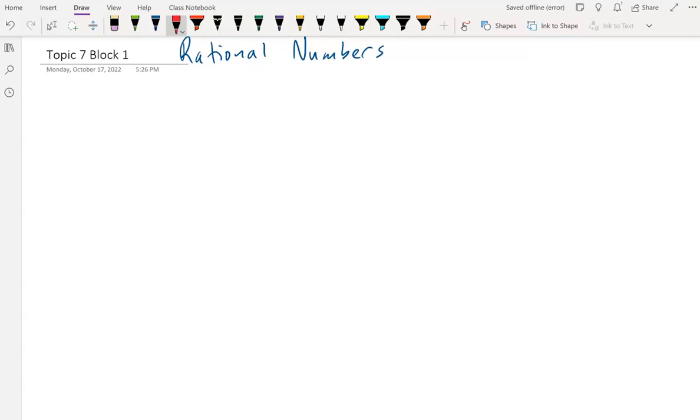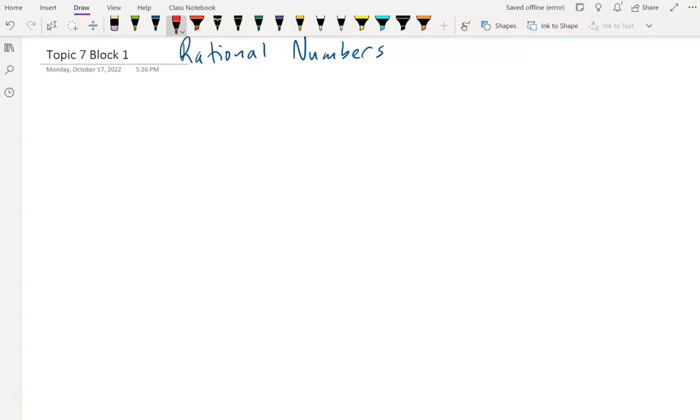Welcome back, math friends. Today we are talking about rational numbers. We are in topic 7 and block 1. Before we get into dealing with rational numbers, because before we're done with this topic, you're going to be able to add, subtract, multiply, and divide all sorts of rational numbers. But let's talk about what numbers they are.